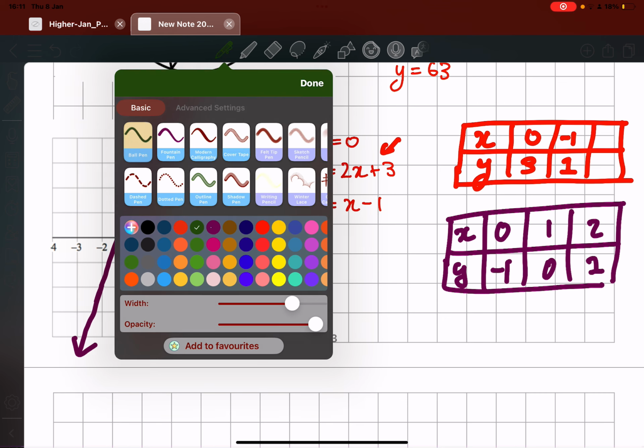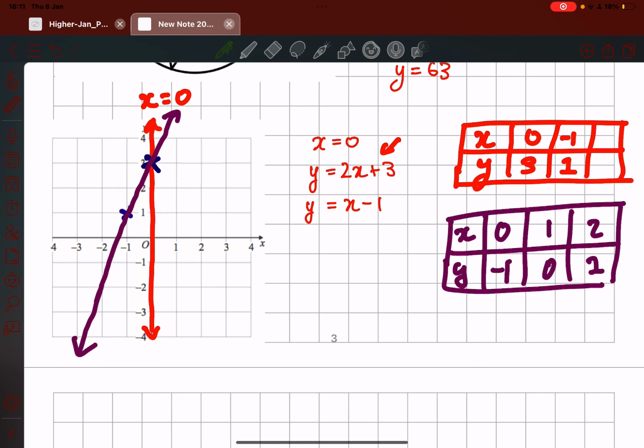So when x is 0, y is -1, so that should be here. X is 1, y is 0, so that should be there. And then x is 2, y is +1, that should be there. If we draw the line using a ruler, that should be the 3 lines there.